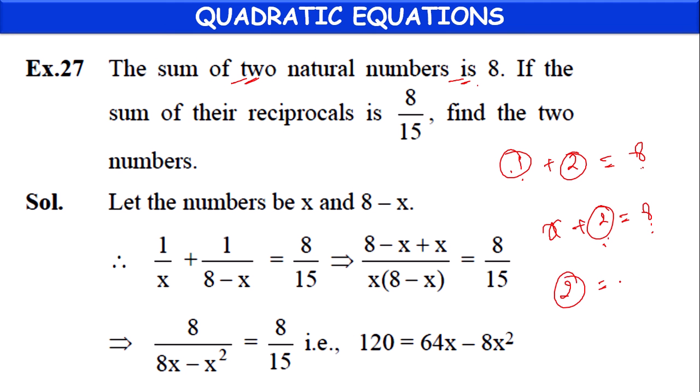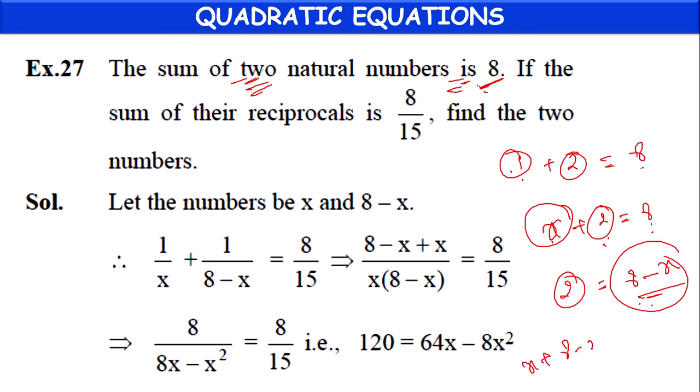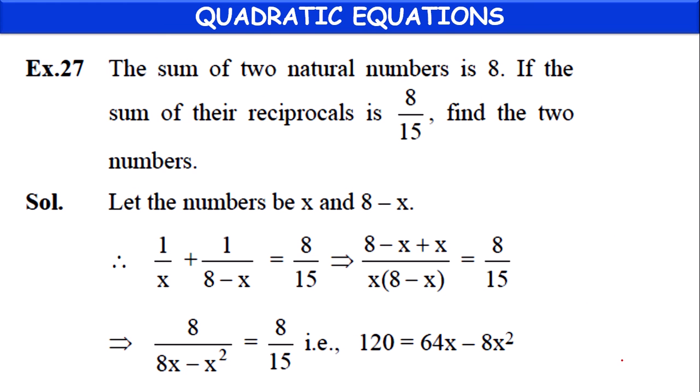Then the second number equals 8 minus x, if this x goes to that side. So if the sum of 2 natural numbers is 8, what does it mean? One number will be x, another number will be 8 minus x. So x plus 8 minus x, the x's get cancelled, sum will be 8. So as per this given statement, we can take the unknown quantities as x and 8 minus x.